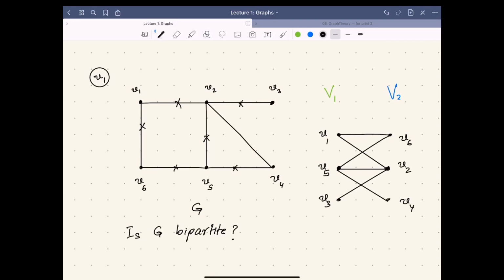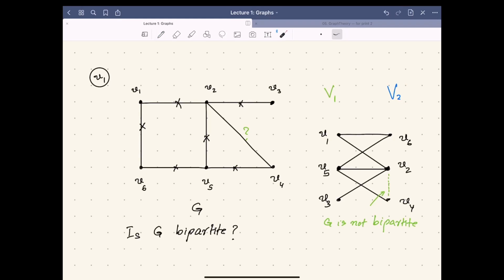Now we will come to the last edge. This one. Now notice it is between V2 and V4. So if you put the edge between V2 and V4, then they are adjacent. So this tells you that G is not bipartite. Why? Because two vertices in the same set are adjacent, so it is not possible that this graph be bipartite.